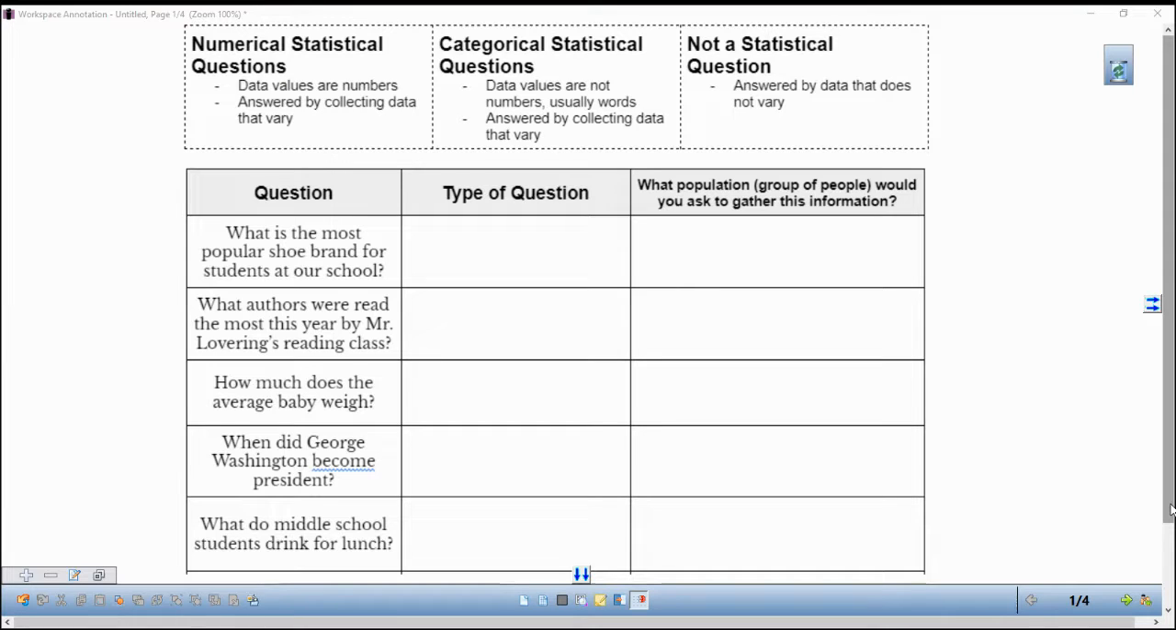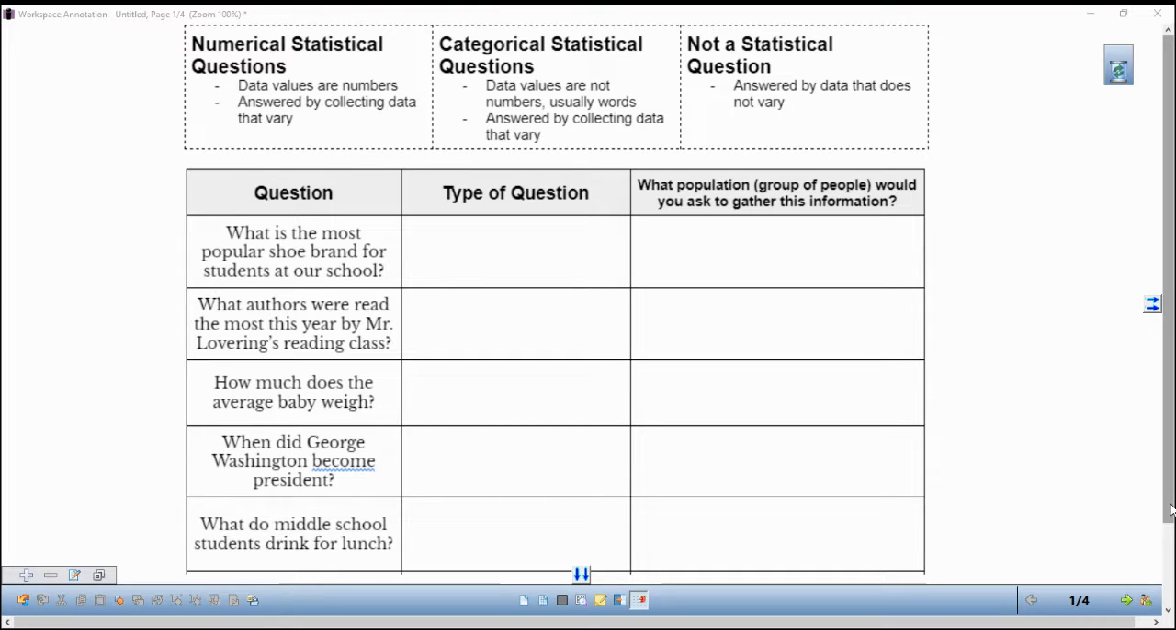And we have to make sure our question is what's called a statistical question. After you have a question, you gather data from a population or group of people that it would be appropriate to answer that question with. After you gather your data, you would organize your data and show it on maybe a graph or a chart or a table. And then you might have to use different mathematical methods to find an answer to your question.